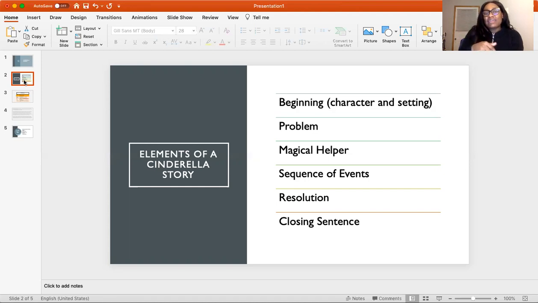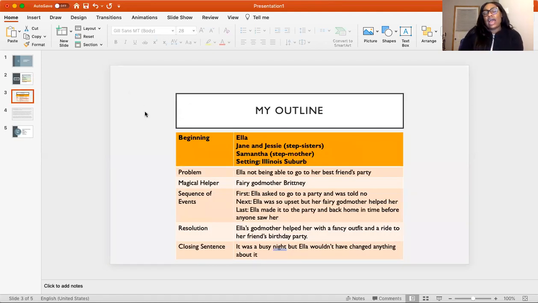Let's look at my outline that I use to help me plan my story. So here's my outline. In the beginning, my main character's name is Ella. She has two mean stepsisters, and their names are Jane and Jessie. Her stepmother's name is Samantha, and my story takes place in a suburb in Illinois. The problem in my story is that Ella is not able to go to her best friend's birthday party. That's so not cool, is it? Her magical helper is her fairy godmother, and her name is Brittany. I can't wait until you all find out more about Brittany and my story.